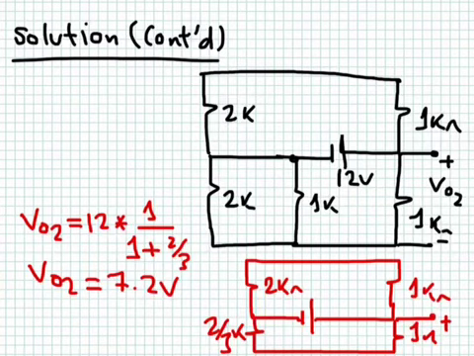Now the last step is to analyze the circuit for the current source while shorting the two voltage sources.